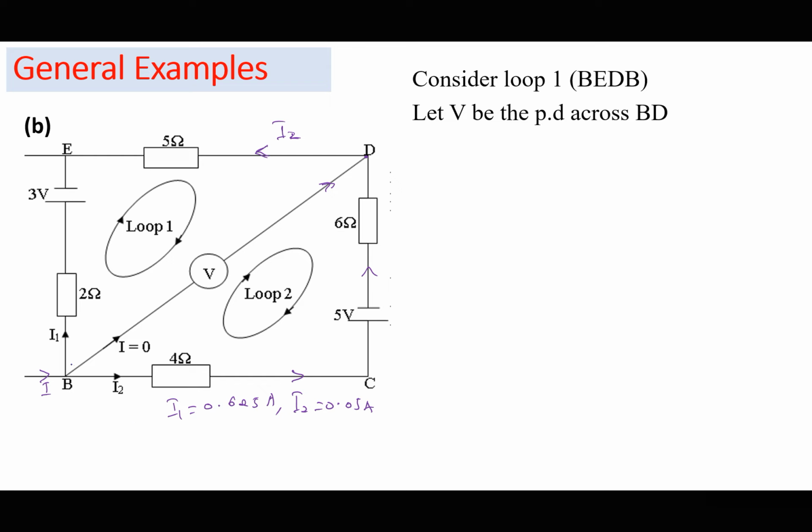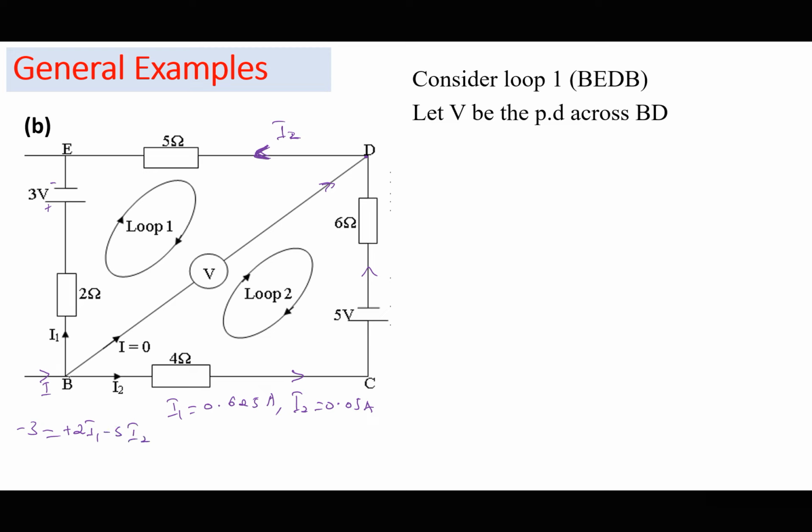So moving from B to E, E to D, D back to B, the sum of EMFs: we have only one cell, but moving from B to E, this is positive to negative, so the EMF there will be negative 3. There's no other cell, so the sum of EMFs will be negative 3. Then the sum of PDs: moving from B to E, the PD is positive because the current is in the same direction as the loop, so this will be positive 2I1. Then E to D, remember the current through 5 ohms is I2, which is in the opposite direction, so this will be negative 5I2.